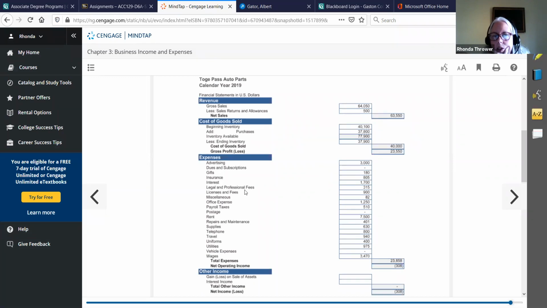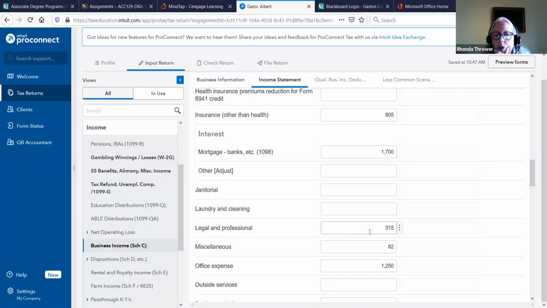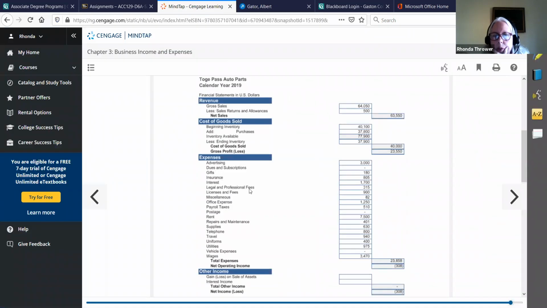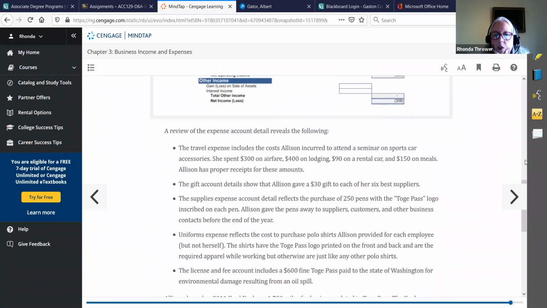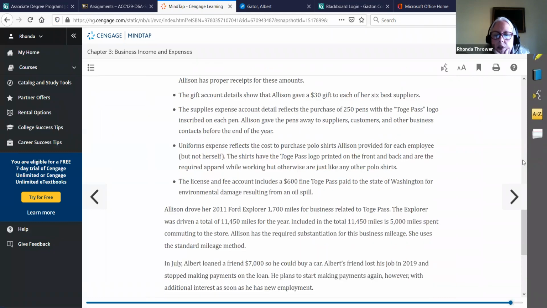The next thing on the list is legal and professional fees, which was $315. So you'll enter that in the box where it's legal and professional fees. And then after legal and professional fees, there are licensing fees. So licensing fees was 900. But in your problem, there's some additional information that you need to take into consideration about licensing fees.